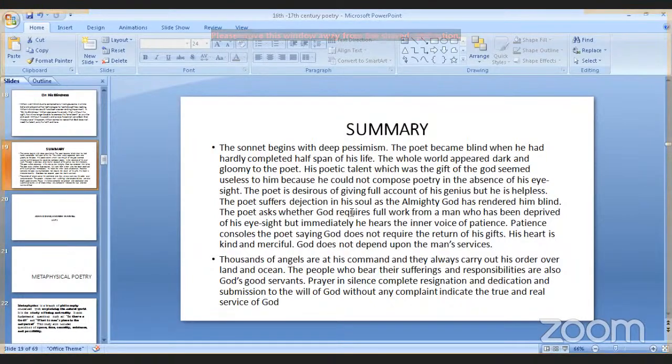The poet asks whether God requires full work from a man who has been deprived of his eyesight, but immediately he hears the inner voice of patience. Patience consoles the poet, saying God does not require the return of his gifts. His heart is kind and merciful. And God does not depend upon man's services. Thousands of angels are at his command, and they always carry out his orders over land and ocean. The people who bear their sufferings and responsibilities are also God's good servants. Prayer in silence, complete resignation, and dedication and submission to the will of God without any complaint indicate the true and real service of God. This is what he means in this.